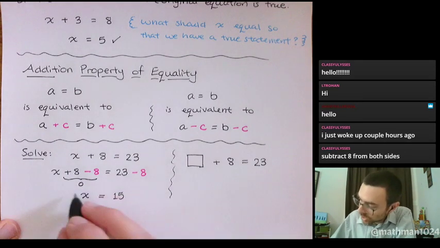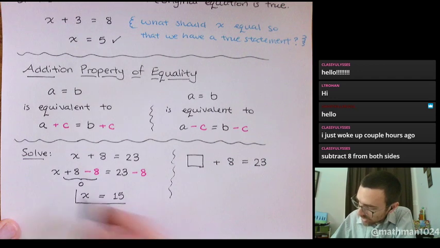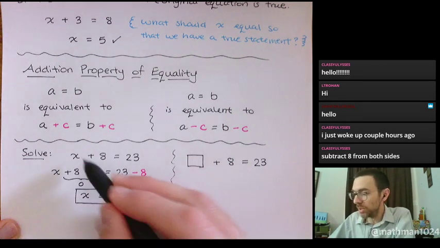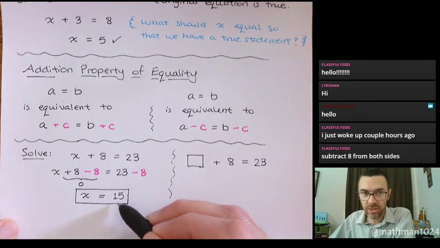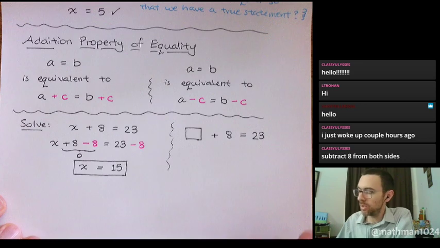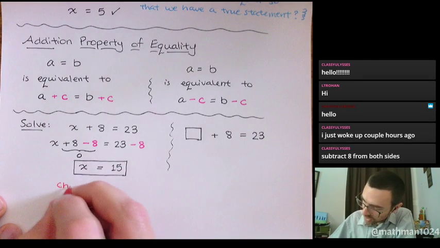Okay? And so what we're saying here, whenever we box this x equals 15, we are saying that if we were to replace x with 15, we would have a true statement. And this is part of the check your work that your teachers have told you to do so many times. So let's see that in action.